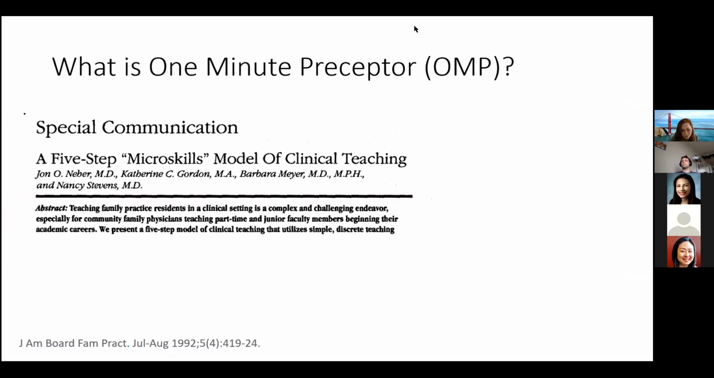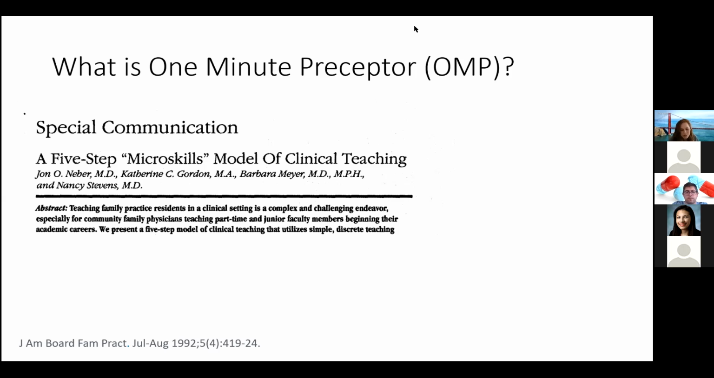So what is the 1-minute preceptor? This is a technique that was first heard of in 1992 by Neher and colleagues. They published this 5-step micro skills model of clinical teaching. These authors reviewed the evidence for what would be the most successful teaching behaviors. This was done for family practice physician preceptors. So they ranked what they thought were the best qualities into the most effective, versatile, and important behaviors, and then boiled that all down to 5 micro skills.